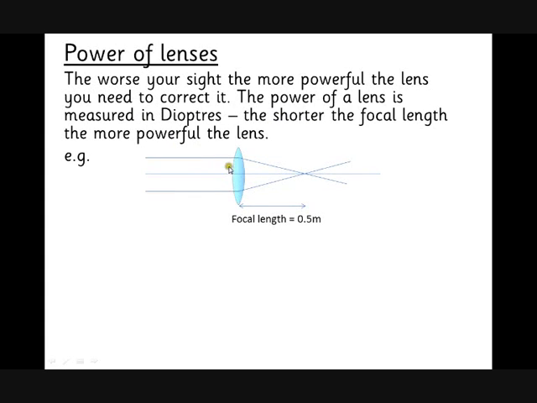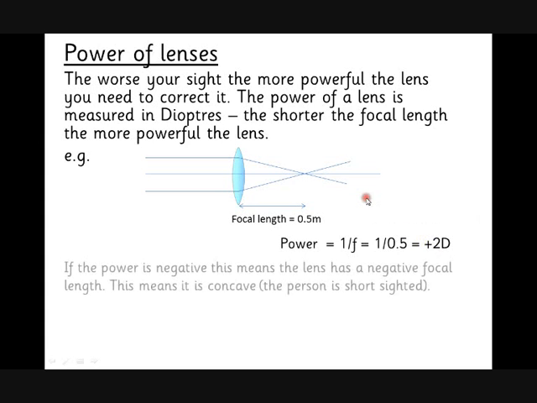So if you've got a lens with a focal length of 0.5 meters, your prescription would be that the power of the lens would be 1 over the focal length, which is 1 over 0.5, which is plus 2D. They're always very careful to put plus 2D, okay, because for a lot of people you need a concave lens that's got a negative focal length, so you'll end up with minus 2D. Okay, so if you're short-sighted, you'll get a negative power of lens to correct your sight.